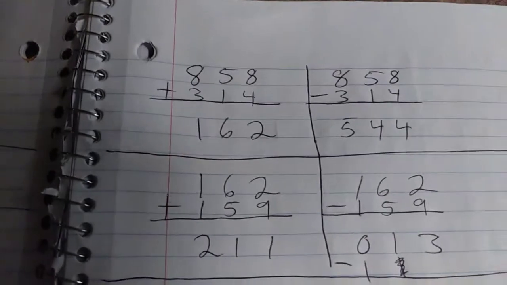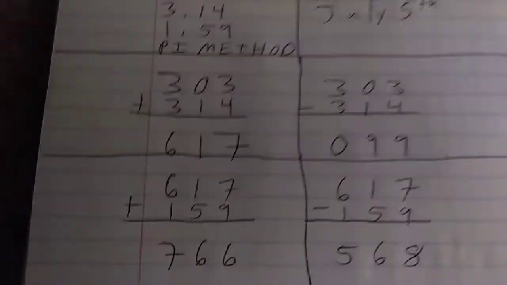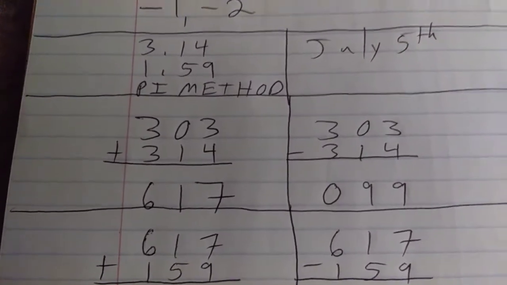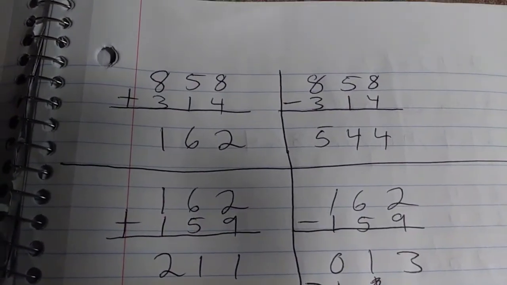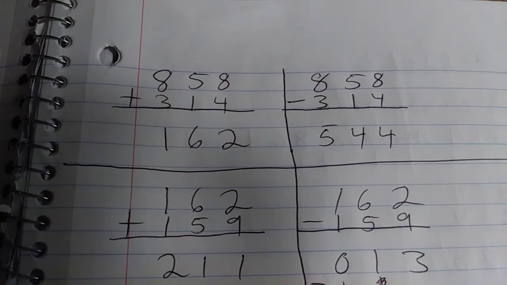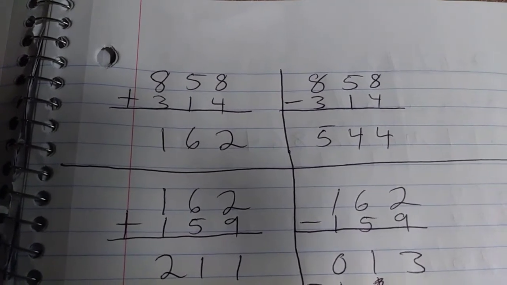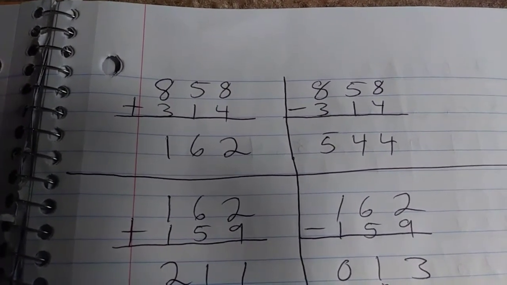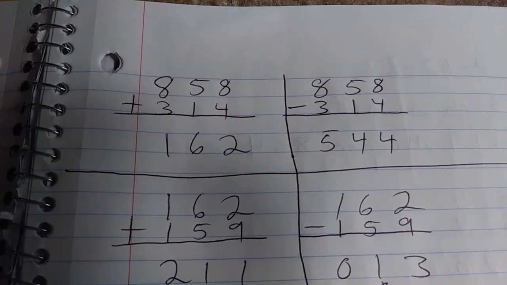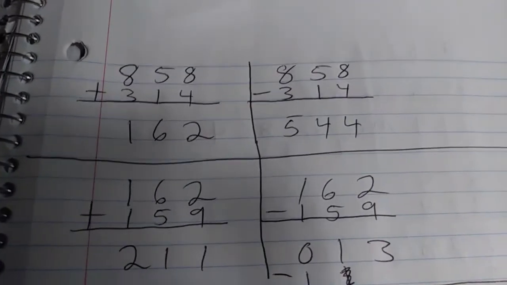The next one was 858. That came from over here, 303. If you mirror the 303, that's 858. So you have 858 plus 314, which is 162. You just do 8 plus 4, which is 2 (that's 12, but you just keep the 2), 5 plus 1, which is 6, and then 8 plus 3, which is 1. So that gives you 162.